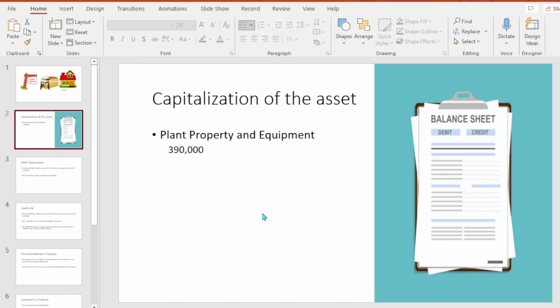So on my balance sheet, there is this line item called plant, property, and equipment. So what happens here is that I am adding $390,000 to this line item. But what also happens is that I am losing $390,000 of cash. So at the end of the day, the balance sheet isn't really changed in any way because our assets literally just moved from cash to plant, property, and equipment. So it's literally just an exchange of assets.